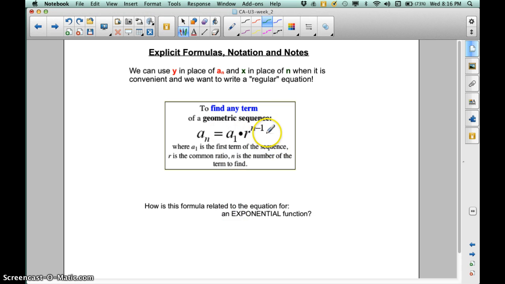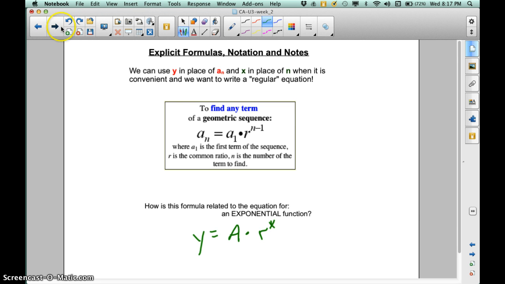Doesn't this formula look an awful lot like the formula for the exponential function? Think about it now. Awfully similar, right? Instead of a for the initial value, we have a sub 1, the first term. It sort of makes sense. Initial value, first term. And instead of just having a plain x in the exponent, here we have an n minus 1. And we do that to account for the first term in the sequence. Since we don't start at 0, we have to sort of force it backwards.